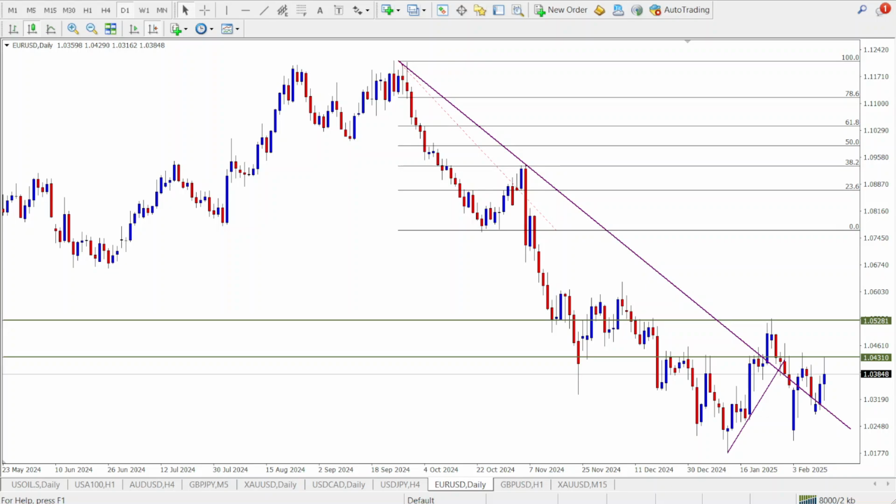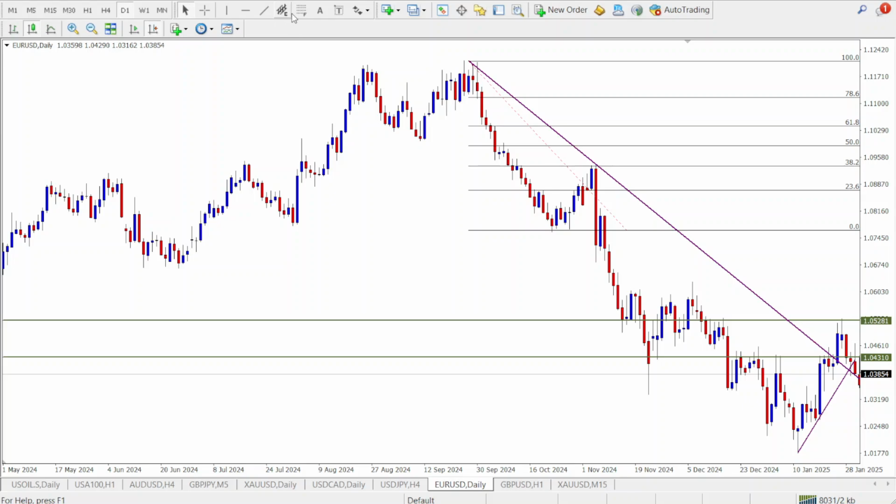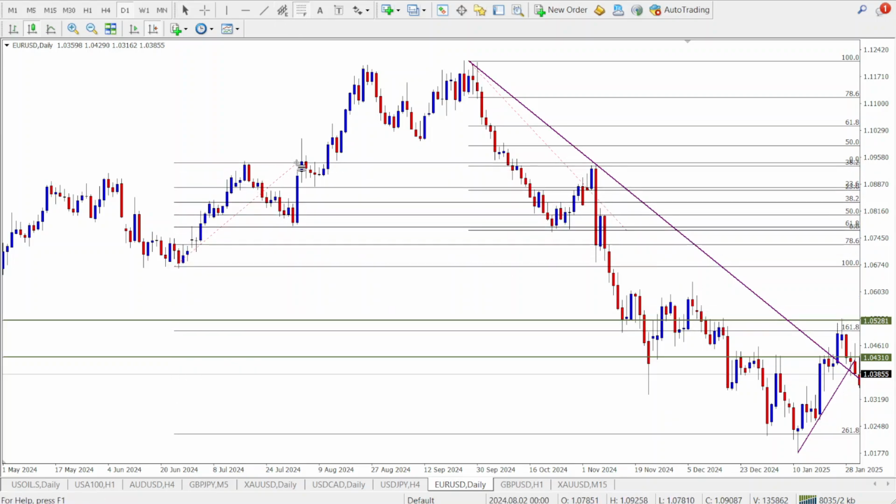So now let's put everything together into a simple Fibonacci trading strategy that you can start using today. The first step is to identify a strong trend in the market. After you have done that, use the Fibonacci retracement tool. If it is a buy trend, then it's going to be from swing low to swing high.